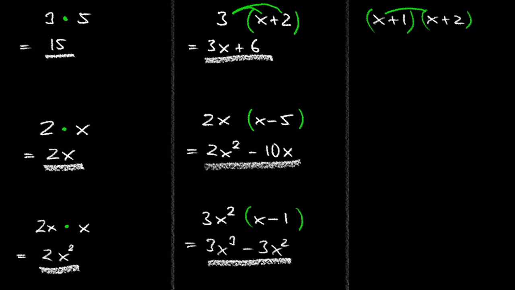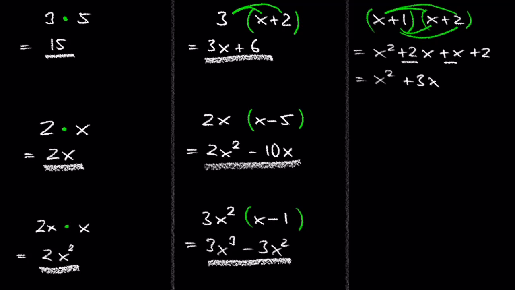X times x is x squared. X times 2 is 2x. 1 times x is x, and 1 times 2 is 2. So we get x squared plus 3x plus 2.